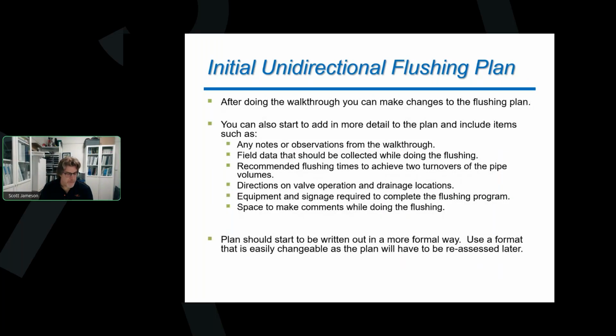So after we've done that walkthrough, we can make changes to the flushing plan. So we're going to start adding in more detail into that plan, right? We're going to add in the notes and observations from my walkthrough. We're going to try to make some decisions about the field data that we're going to collect while doing the flushing. We're also going to look at making some recommendations for how long we're going to flush for each flushing run.